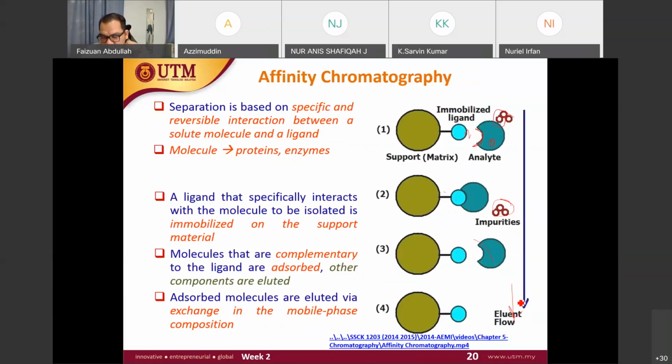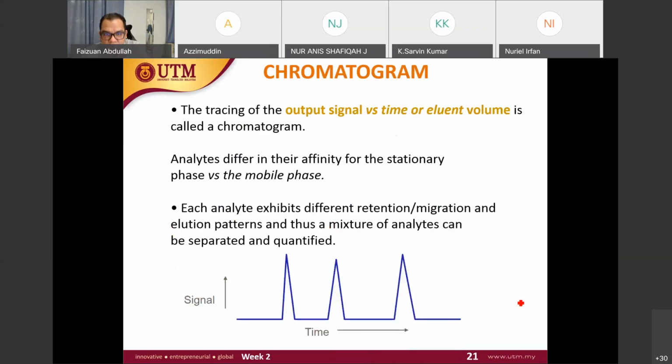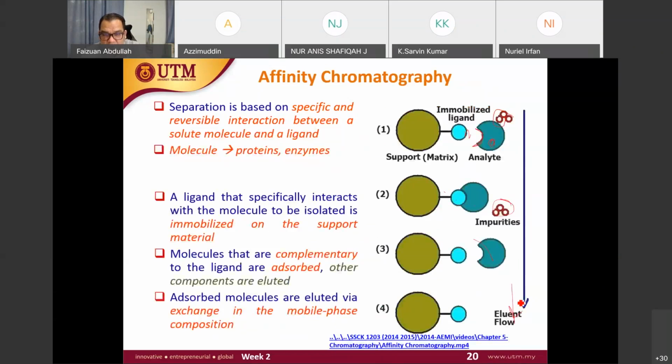So now we can also analyze based on the affinity, based on the interest. The concept is like proteins and enzymes, lock and key. Only the certain shape of the analytes can attach to the stationary phase. So the stationary phase is well designed for certain analytes.